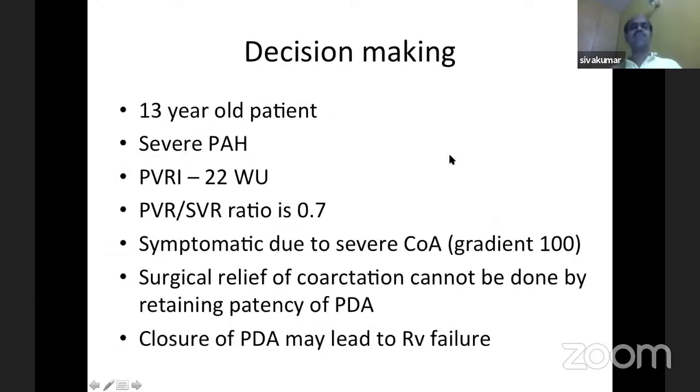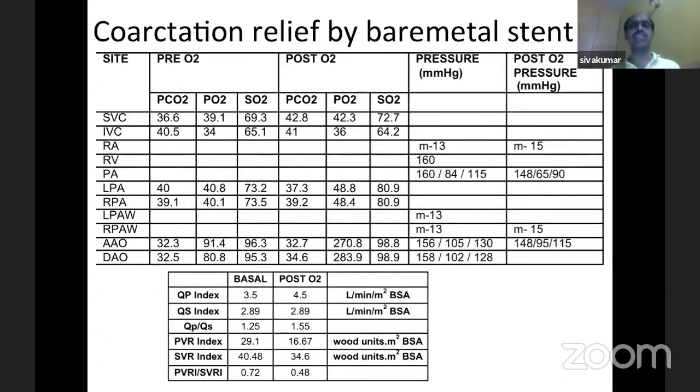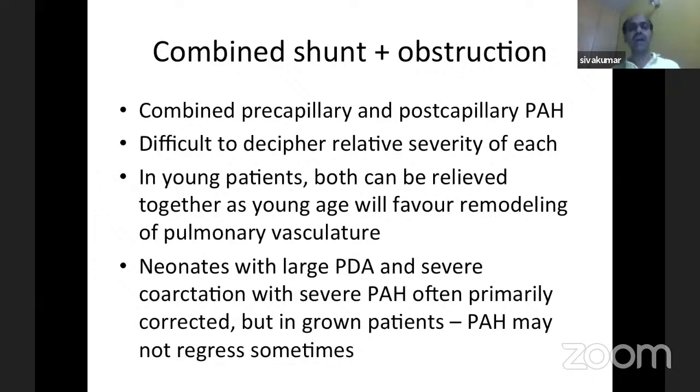Basically, if you are just going by a general dictum that whoever is having an obstructed lesion is operable, it may not be correct. Some of the patients who are relatively small, like a newborn with a large PDA and severe coarctation, may be operable. But in a grown up patient of 8 years, 10 years, who is having a combination of a large PDA with severe pulmonary hypertension along with coarctation, the pulmonary hypertension may not regress at all.